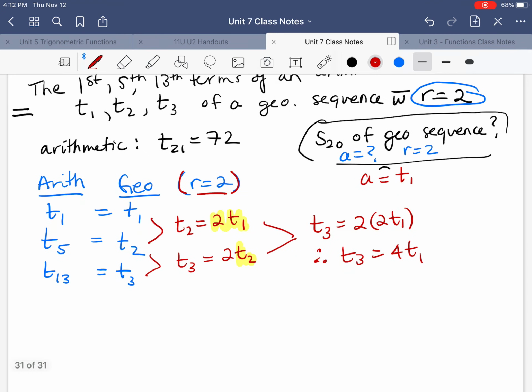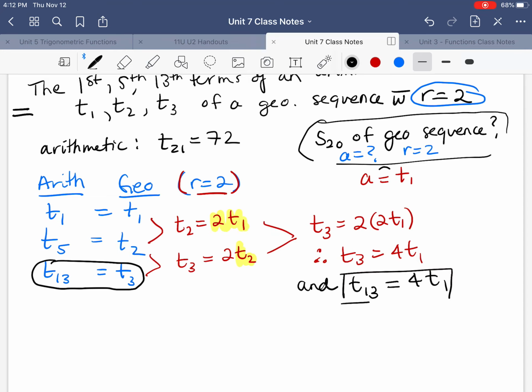Now, what does that mean for the information in our arithmetic sequence? We know that T13 is equal to T3, so this also tells us that T13 is equal to 4 times T1. It looks like we're mixing up our sequences here, but remember, T1 is the same for both sequences. We're going to use that information in a moment.